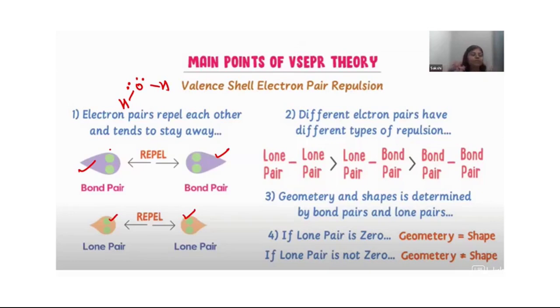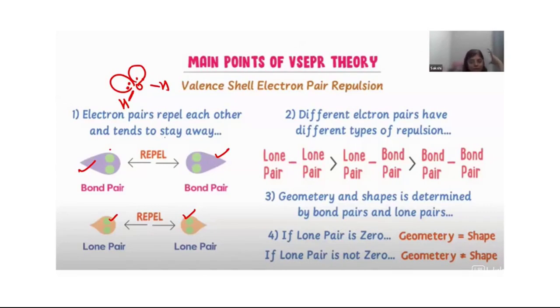See, the maximum repulsion is between lone pair and lone pair because they are not bonded, right? So the maximum repulsion is between a lone pair and a lone pair. For example, here, these two lone pairs would have maximum repulsion. Then a lone pair and a bond pair would also face repulsion. That means this lone pair and this bond pair would also face a repulsion. Then the least repulsion is between a bond pair and a bond pair, right?